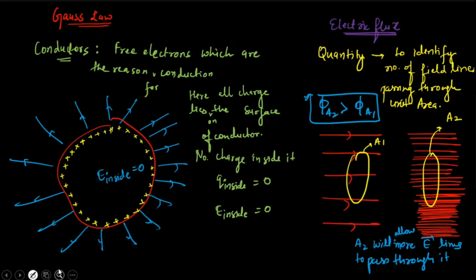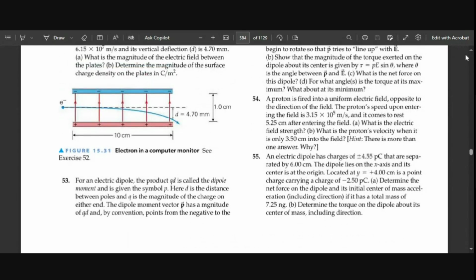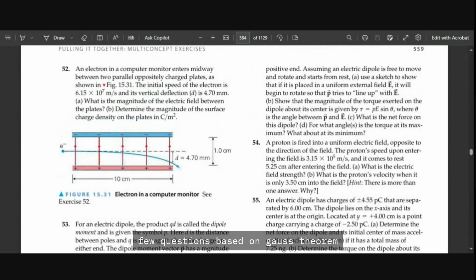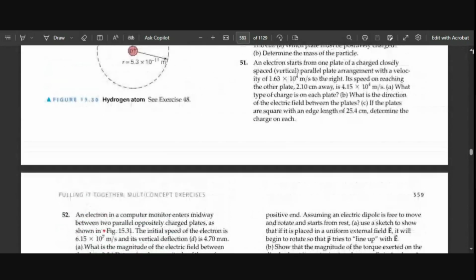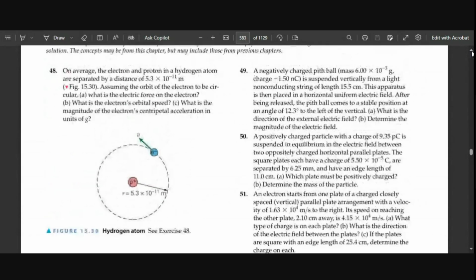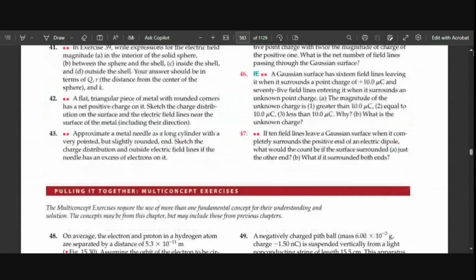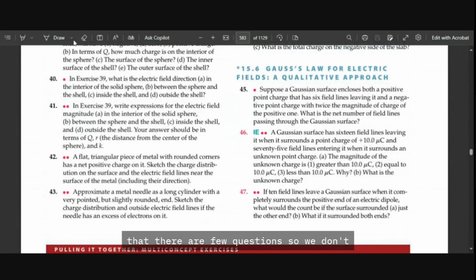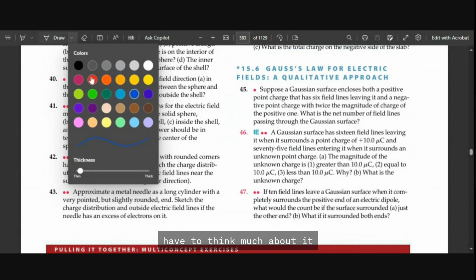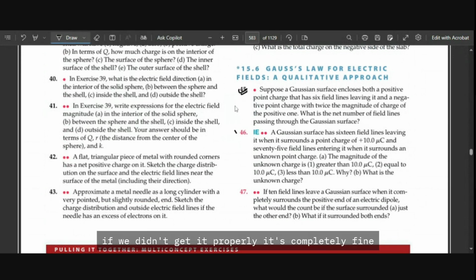So before actually starting the new chapter, there are some questions that we actually discussed from the book itself. As far as I checked the book, there were very few questions based on Gauss theorem, so it's not an issue. We don't have to think much about it. We can go with our own understanding. If we didn't get it properly, it's completely fine because this is not something which is very important. But still, it's a part of our syllabus, so we have to do it.